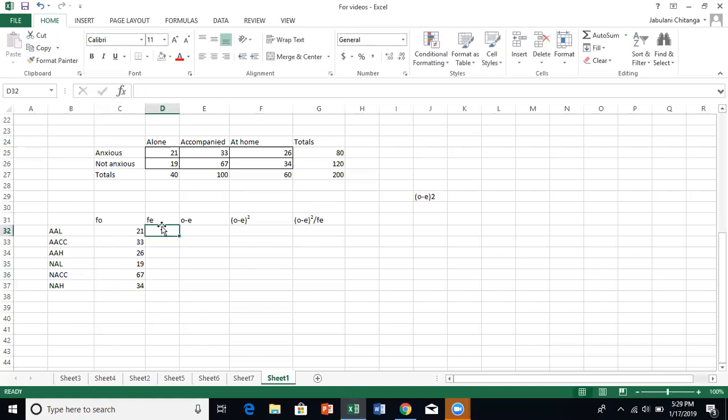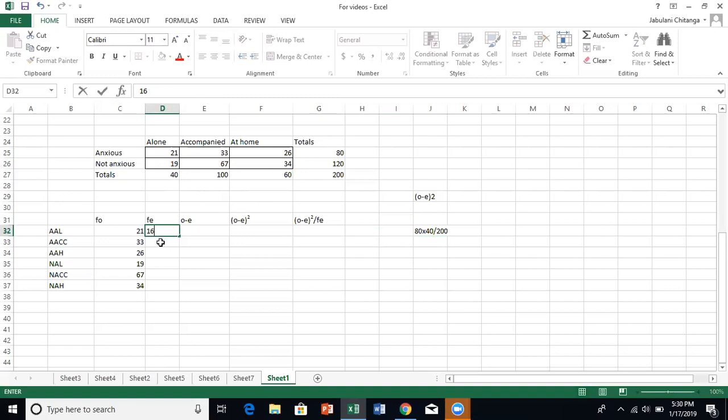And then this expected frequency. You calculate it: the formula is the total for the column and the total for the row, you multiply those two and divide by the number of participants. So for the first cell, we multiply 80 times 40, and then we divide by 200. So you get 16 here.